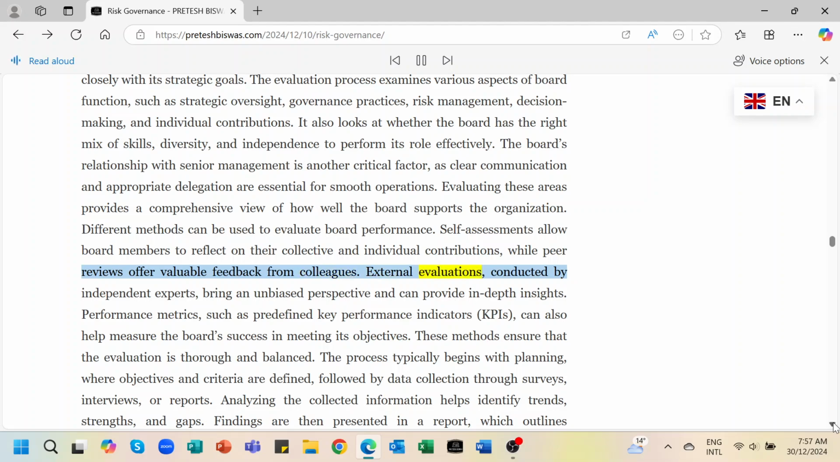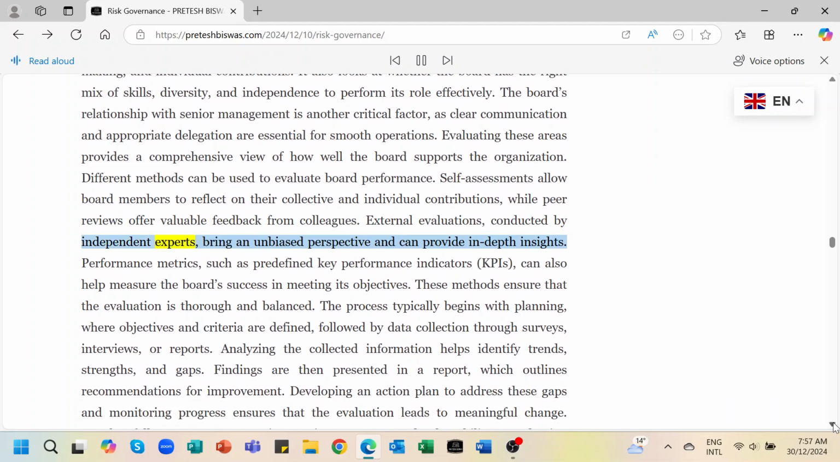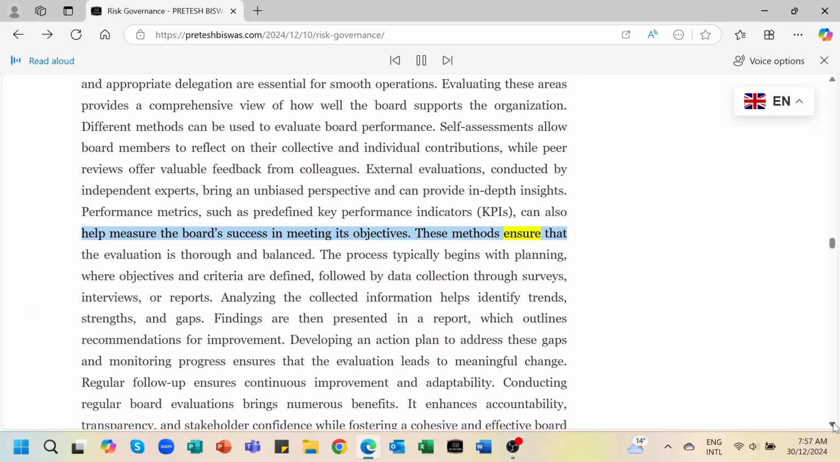External evaluations, conducted by independent experts, bring an unbiased perspective and can provide in-depth insights. Performance metrics, such as predefined key performance indicators, KPIs, can also help measure the board's success in meeting its objectives. These methods ensure that the evaluation is thorough and balanced. The process typically begins with planning, where objectives and criteria are defined, followed by data collection through surveys, interviews, or reports.